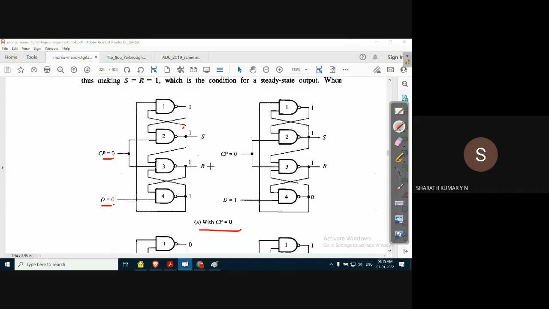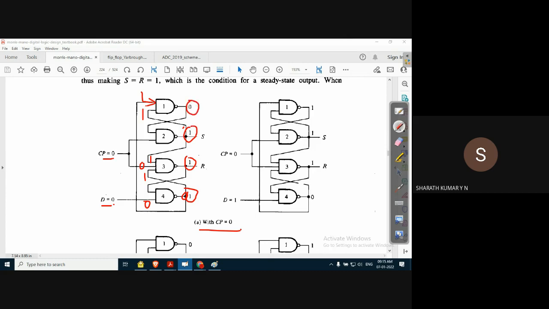Let us analyze the circuit now. This input is 0, this point is 1, this point is 1, the clock pulse is 0, S is also 1, R is 1. Fine. The output of NAND gate 4 is applied as input to the first NAND gate, which is equal to 1. S is 1, so this is 1.